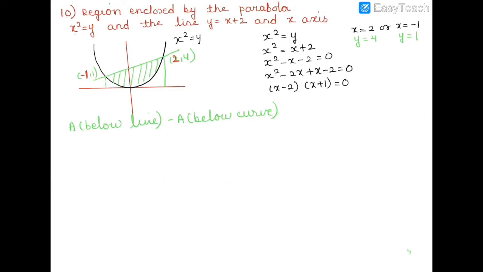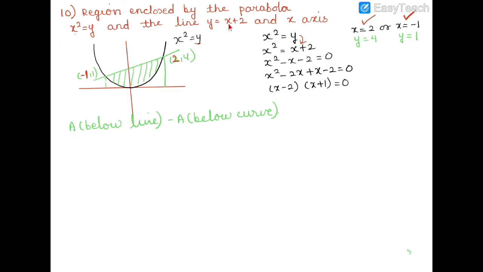Miscellaneous, question number 10. It says, find the region enclosed by the parabola x square is equal to y. A parabola x square is equal to y looks like this, and there is a line and x-axis. So on this parabola, where does the line cut? I have to find out the coordinates. So I'm writing down x square is equal to y, and I am putting here y is equal to x plus 2. And on splitting up the middle term, I get x is equal to 2 and x is equal to minus 1. If I put x is equal to 2, where? Here.